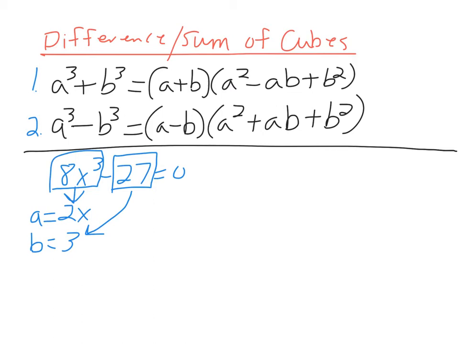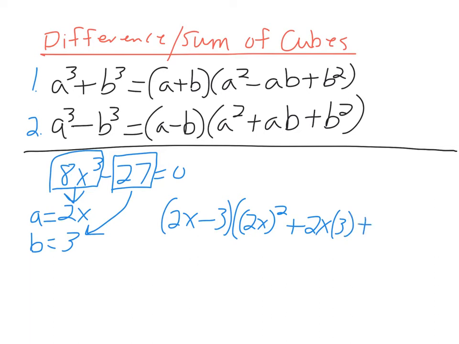So now I'm going to use equation number 2, since my problem I'm solving has a minus in it, a difference, subtraction. So I'm going to put my a and my b into my equation, the 2x and the 3. So I have my a, 2x, then there's a minus, my b was a 3. a again, 2x, that has to be squared it says, plus a again, that's 2x, b, that's 3, plus b again, what's my b? 3, and that has to be squared.